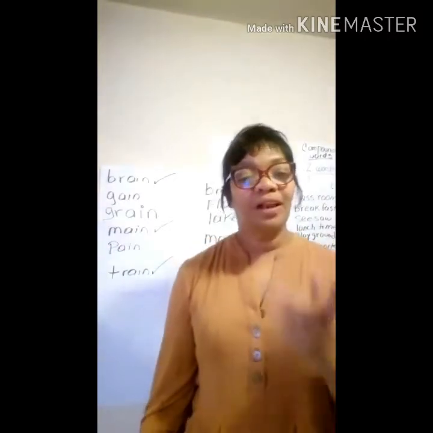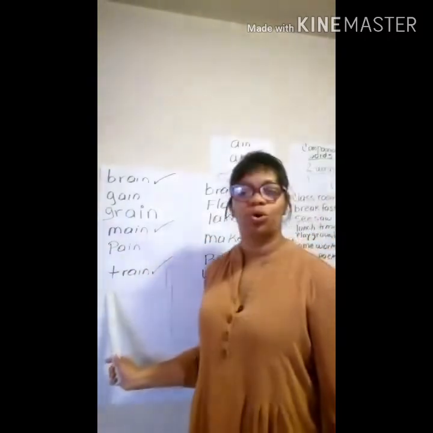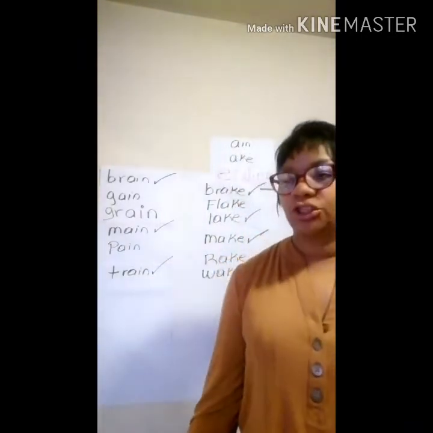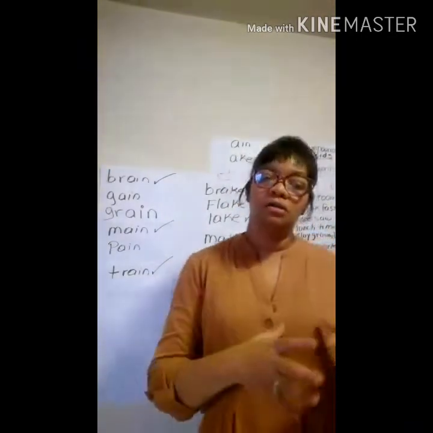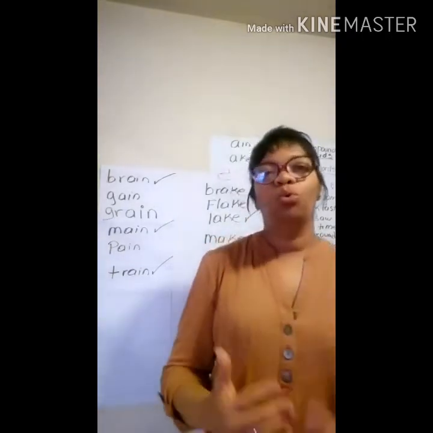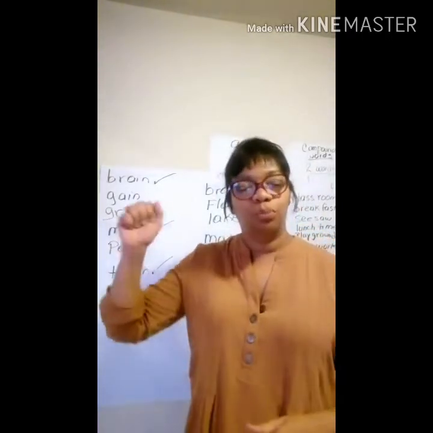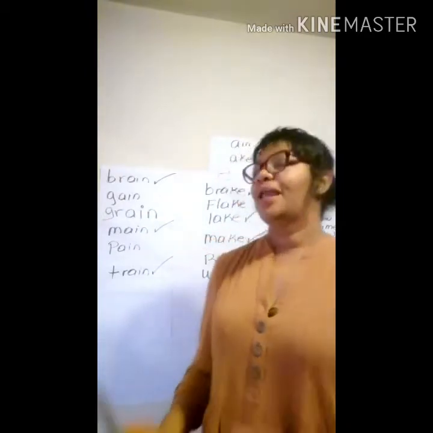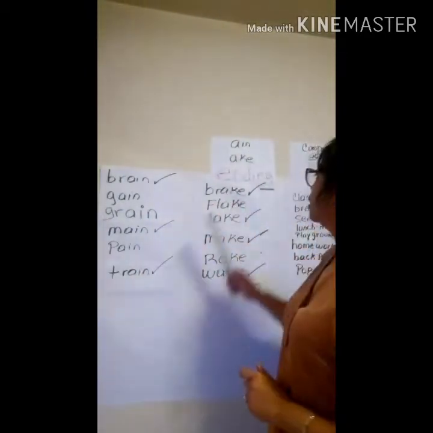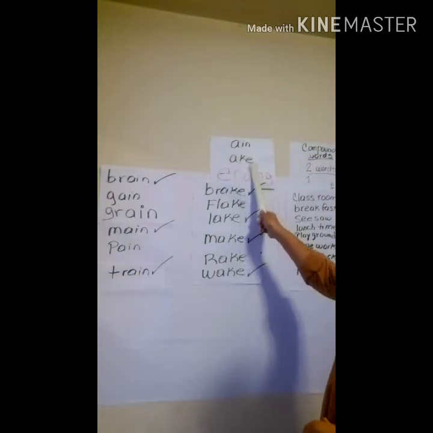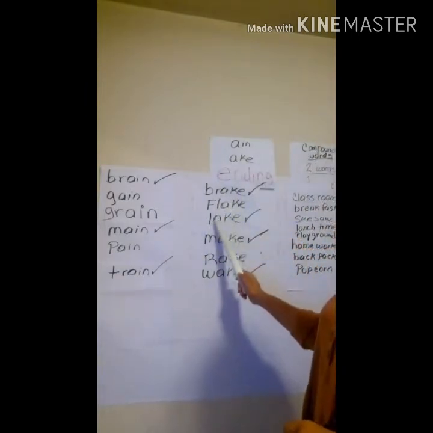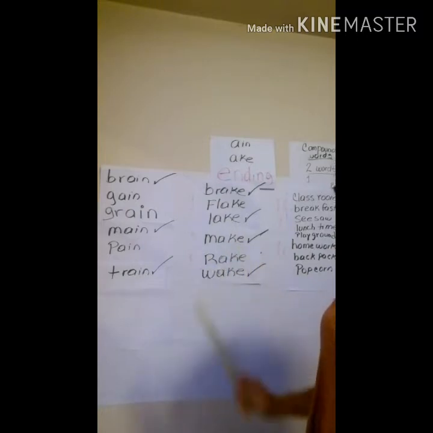Now let's go on with the last word from this section, the word train, as we were saying. The train is a means of transportation. The train has many wagons on it, and it's moved over railways. It goes, boo, boo, chuk, chuk, chuk. That's a train, all right? Okay, now let's go with the next section, which includes the AKE ending. We have the words brake, flake, lake, make, rake, and wake.